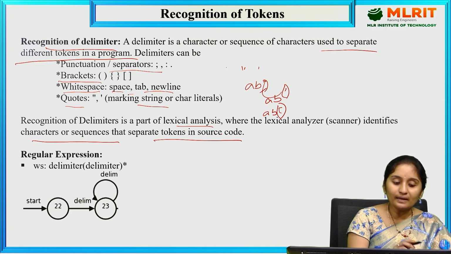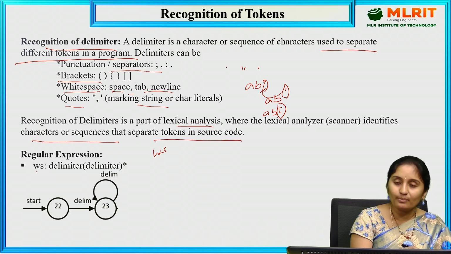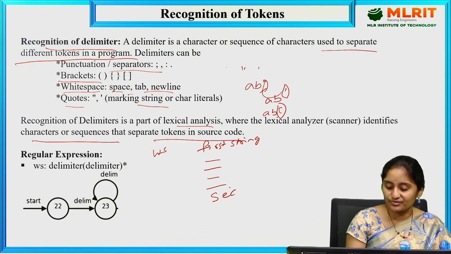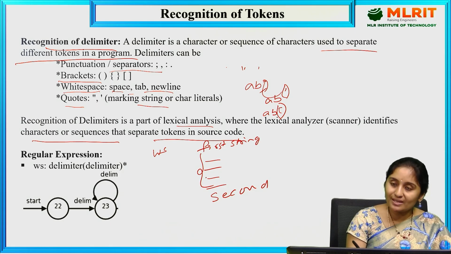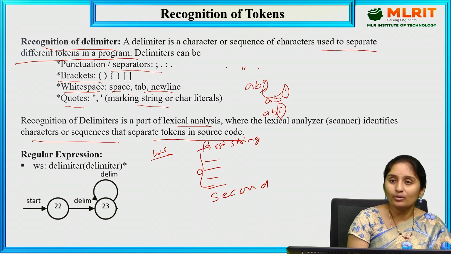So the regular expression for these delimiters will be, where WS is the word space. Suppose this is my first string, I am having a first string. Let me write here, this is my first string I have written, and I have left a few spaces and I have written here second string. These are the word spaces, or all the spaces or new lines. Even if these are there, the program will execute, but still we will be removing all those. So WS is the word space, equal to delimiter or delimiter whole star.